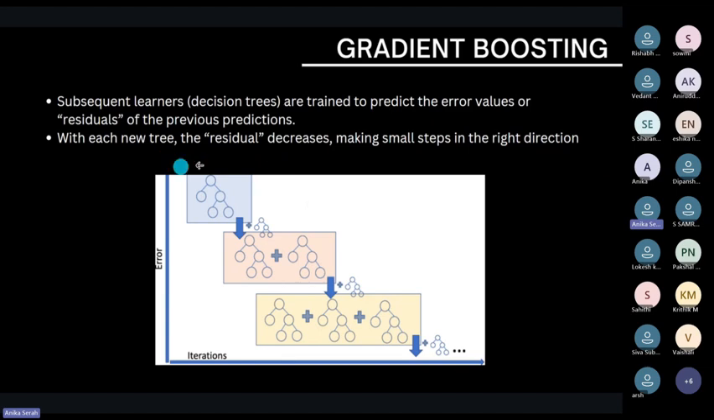And so with each new tree, this error, or this residue, is going to keep decreasing. And it indicates that we're making smaller steps in the right direction.